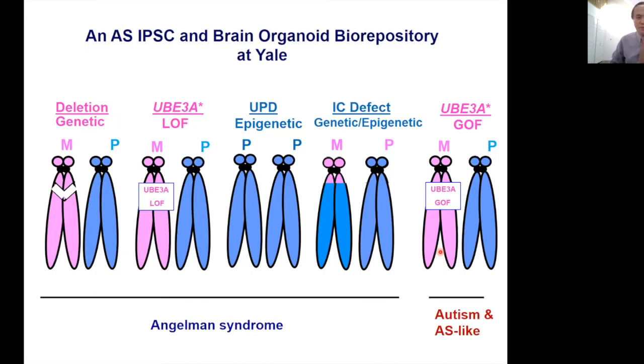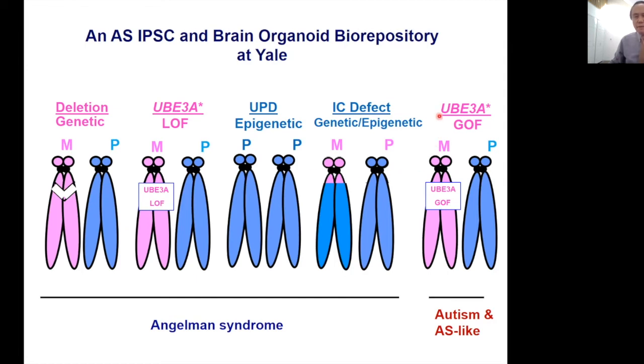So many of you are very familiar with this diagram, and as I mentioned earlier, we're going to create brain organoids and iPSC cells from 5 different genotypes, basically different etiologies. The first is a larger deletion from the mother's chromosome. The second is a mutation specifically in the UBE3A, which often disrupts UBE3A. Then we also collect UPD patients and some rare imprinting defect patients.